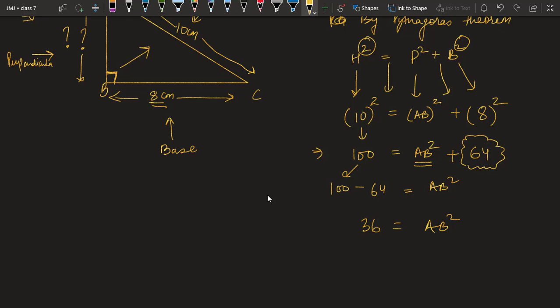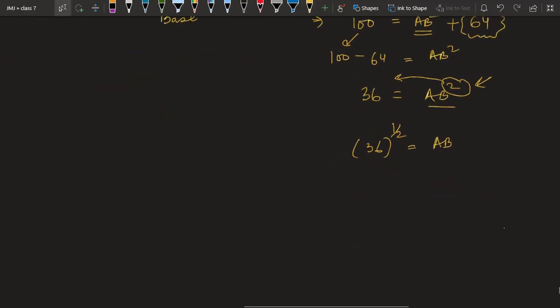Now what? We don't want AB square, we want AB. So we have to get rid of this power 2. How will we get rid of this power 2? This power has to go to the other side by transposing. And we all know when we transpose the power, it remains power only, but it becomes a fraction like this, 1 upon 2. That means we have to find the square root of 36 and that will be our answer. I hope you all remember, above we have found this already.